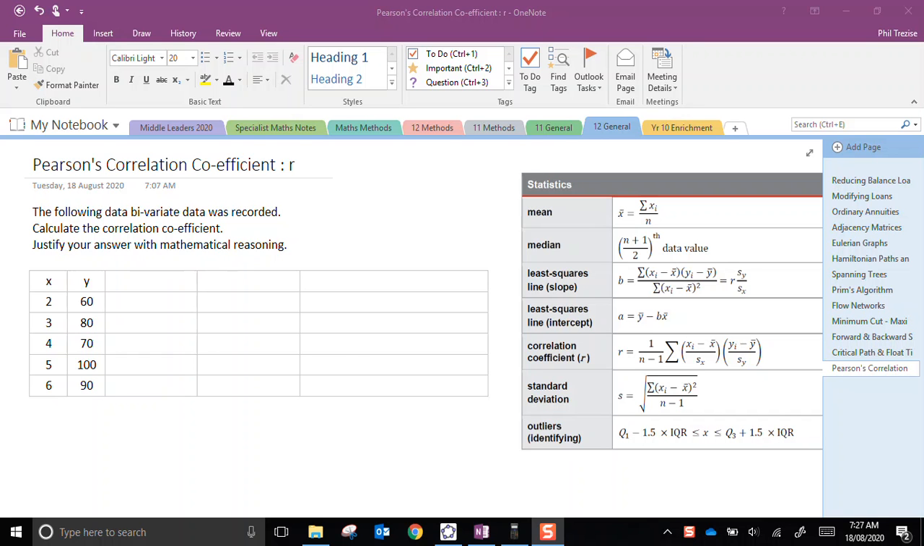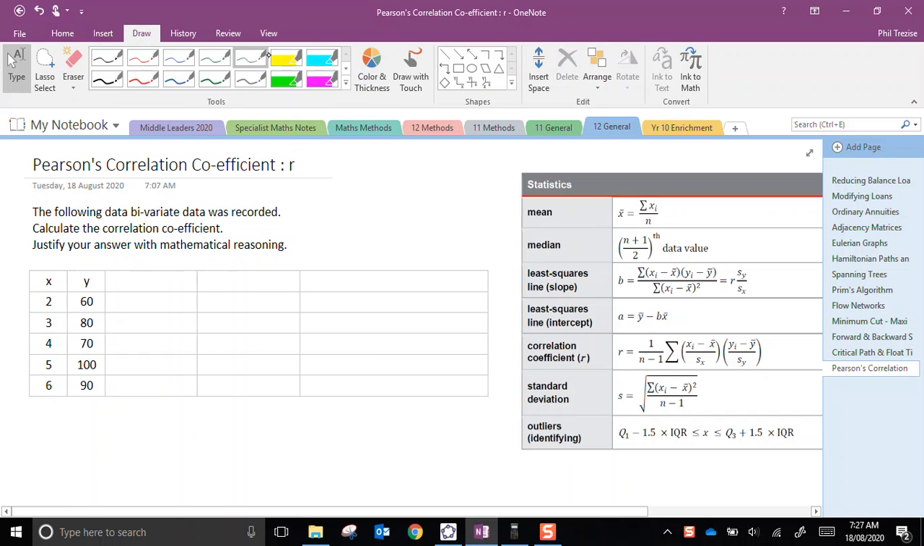So the first thing I'm going to do is take a look at the formula sheet. This is my correlation coefficient, also known as R, and there's the formula. The formula is a bit diabolical, but we'll get there if we break it down. So let's start. We have 1 over n take 1.